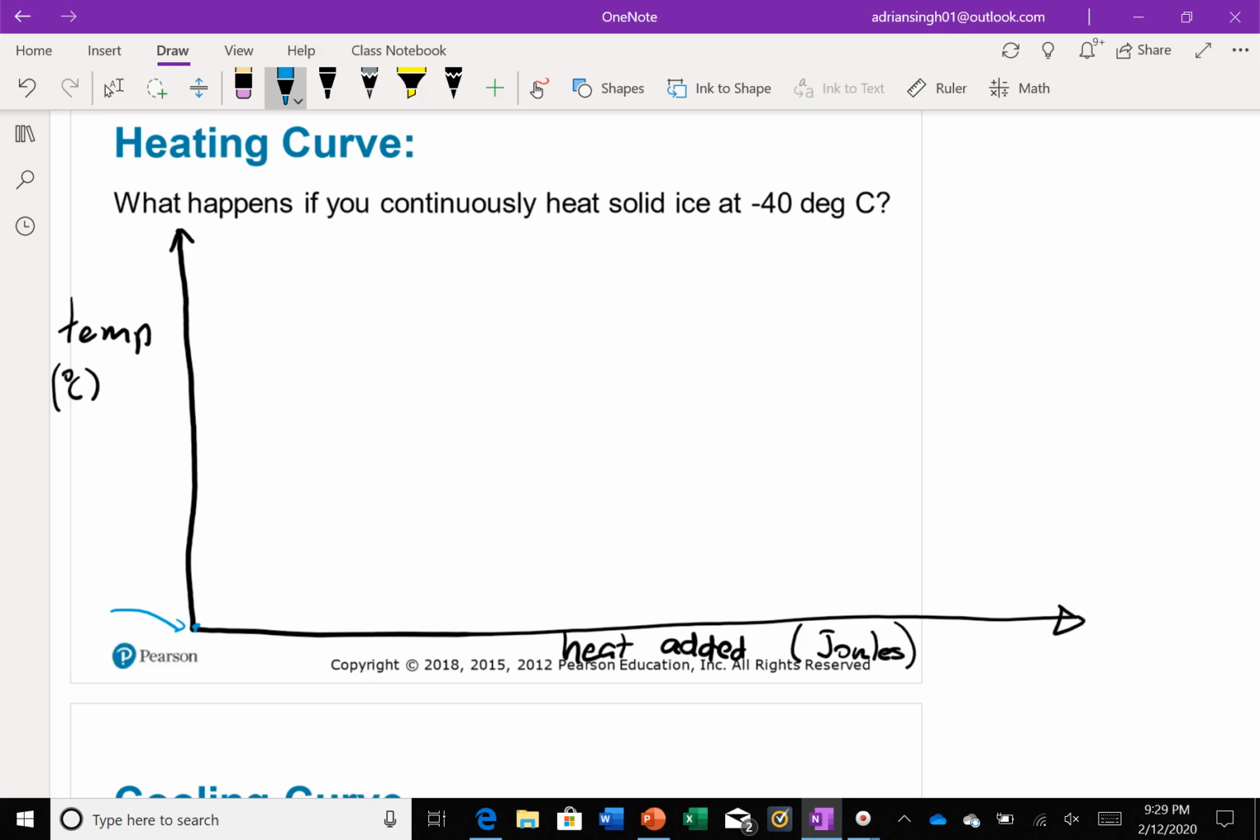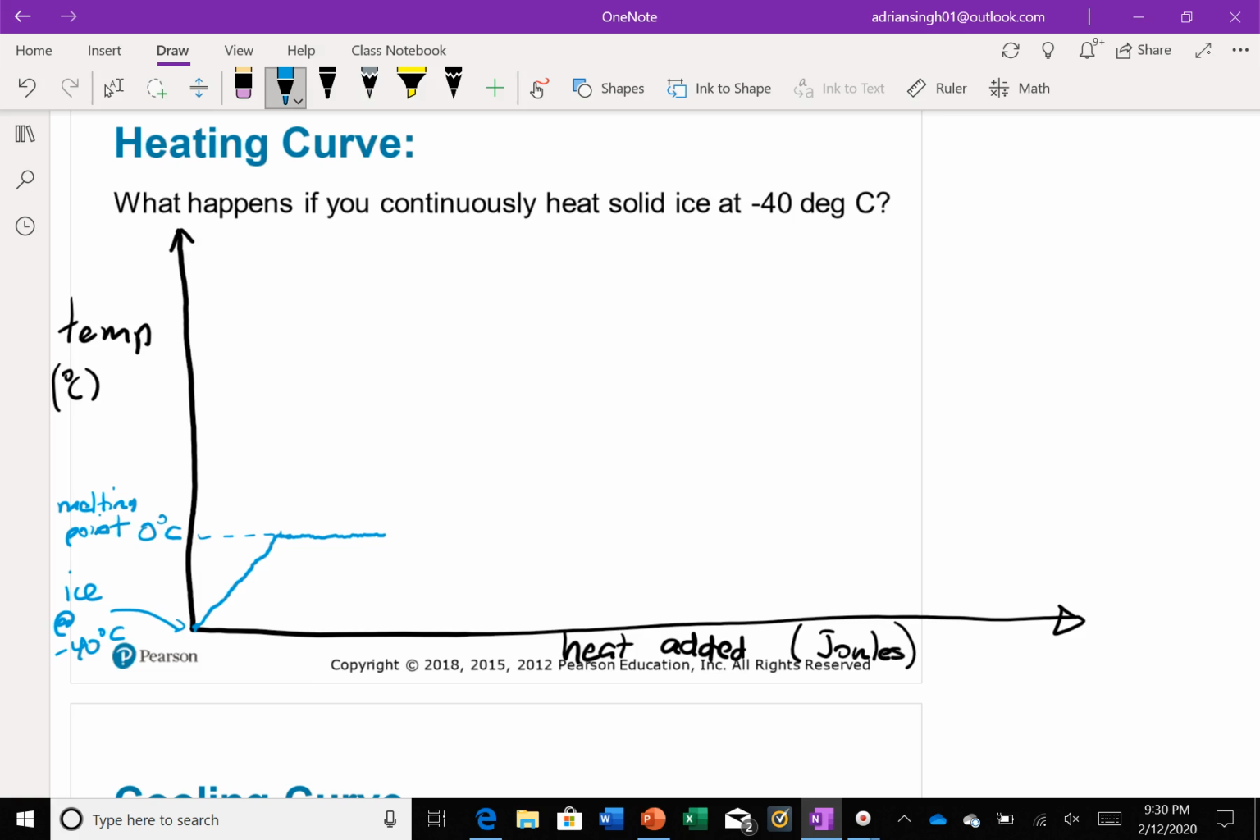So that's going to be our ice at negative 40 degrees C, and we're going to start to heat it. So as we are providing heat to the ice at negative 40, what we're going to see is that the temperature starts to increase. The temperature of the ice starts to increase as we keep adding more and more heat to it, until eventually we get to a point where the temperature stops increasing and it actually stays constant, even though we keep adding more heat to the system. And when we get to that point, what we've actually reached or achieved is the melting point. So right about here would be about 0 degrees Celsius, and that's the melting point of H2O.